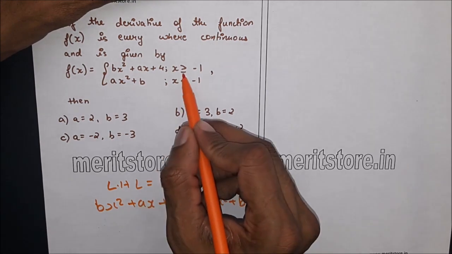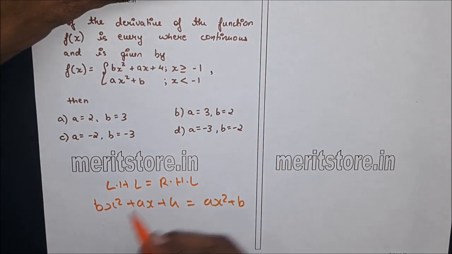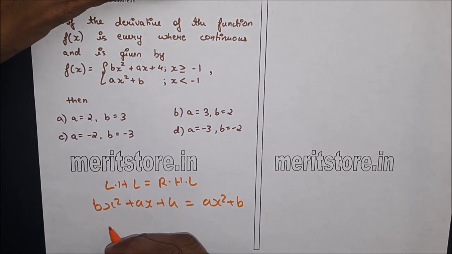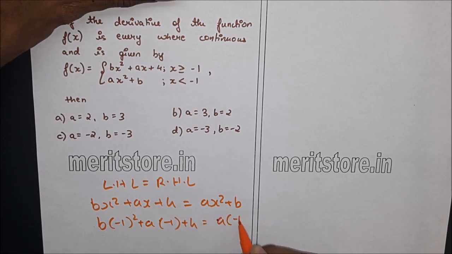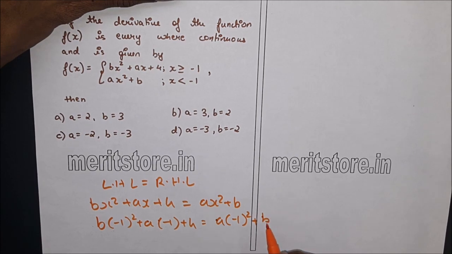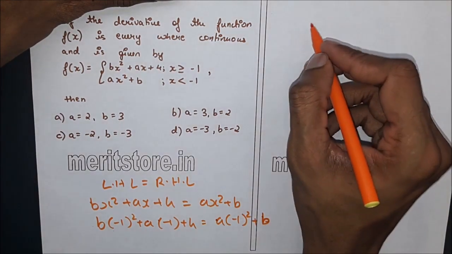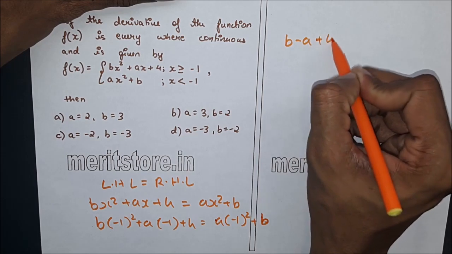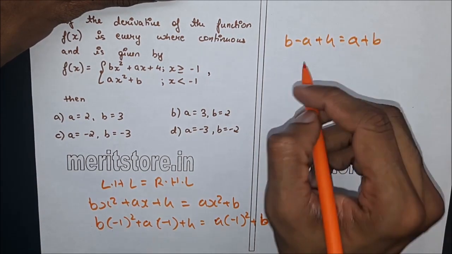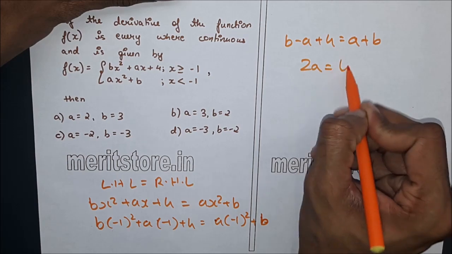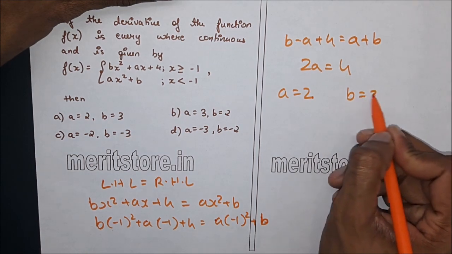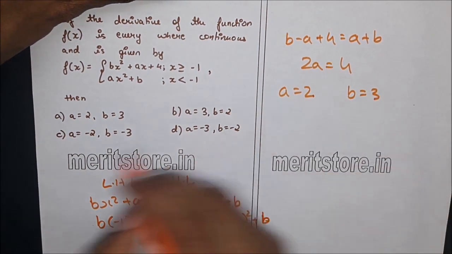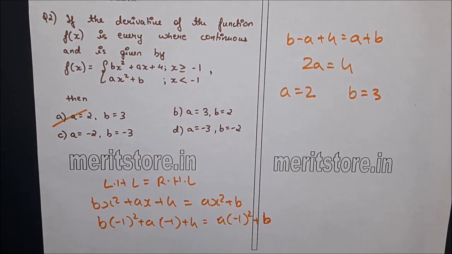Now we can substitute the value of x = -1 for the LHL. So we get b(-1)² + a(-1) + 4 = a(-1)² + b. Solving this, we get b - a + 4 = a + b. Further solving, we get 2a = 4, so a = 2, and solving for b, we get b = 3, which is our option A. Therefore option A is the correct answer.